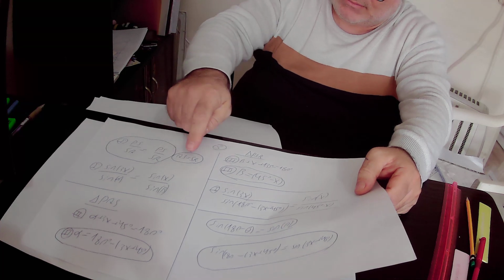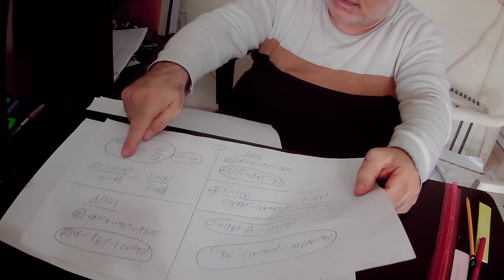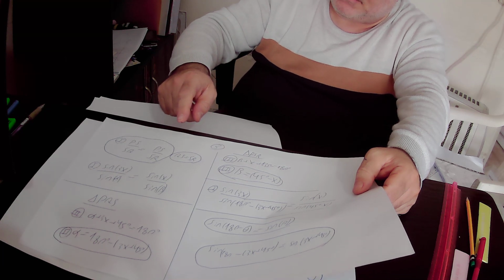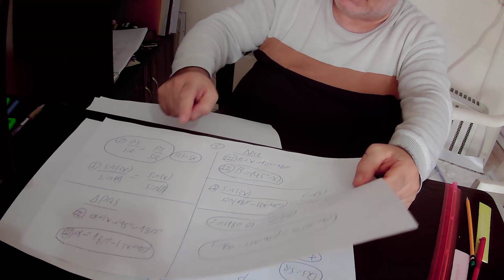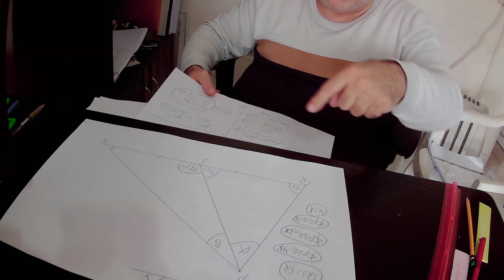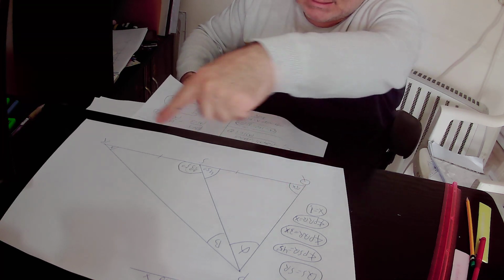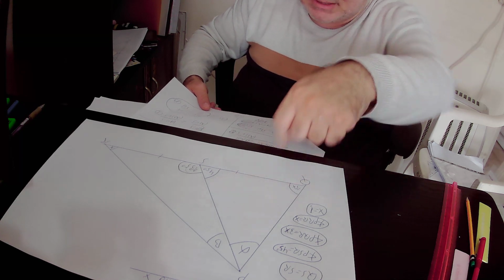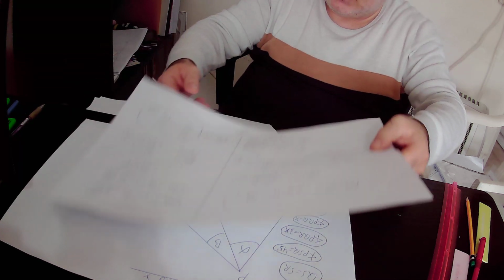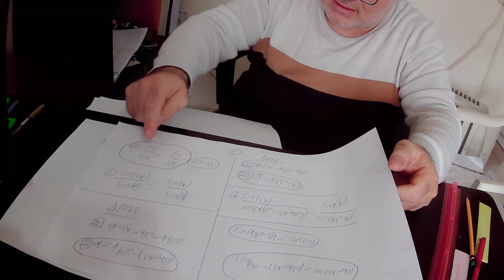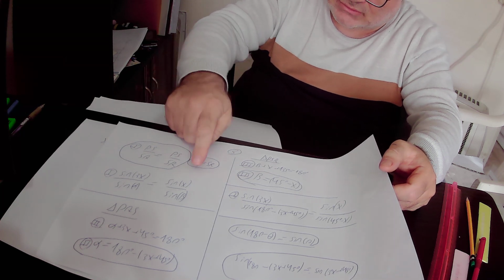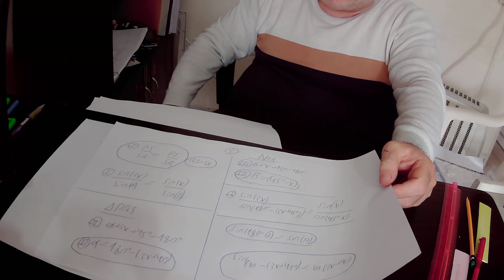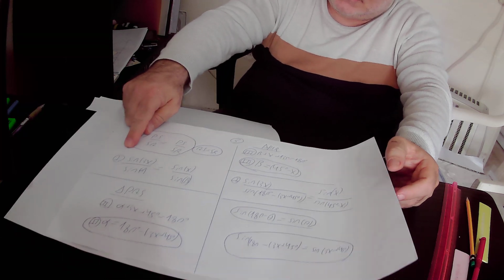PS over SR equals sine 3x over sine alpha. And if we focus on triangle PSR, then PS over SR will be equal to sine x over sine beta. Here PS over SR equals sine x over sine beta. So we got this equation number 1.